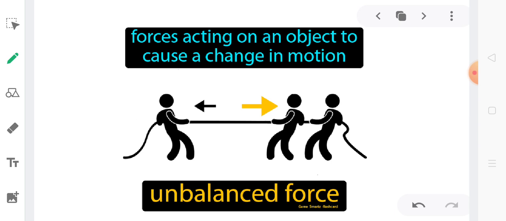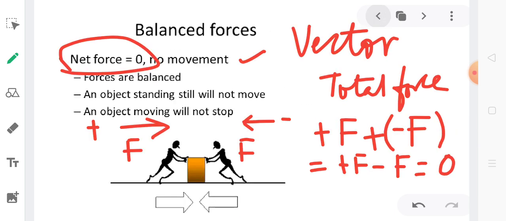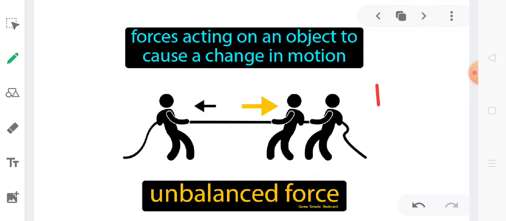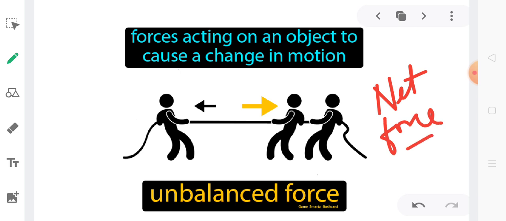So unbalanced forces are forces acting on an object to cause a change in motion. Whenever the net force is not equal to 0, like in the previous case where the net force was equal to 0, if the net force is not equal to 0, then the forces are said to be unbalanced. So unbalanced force in this case is acting on this rope in one direction.